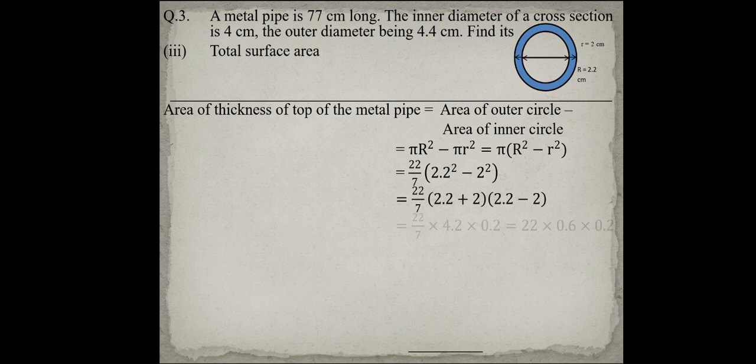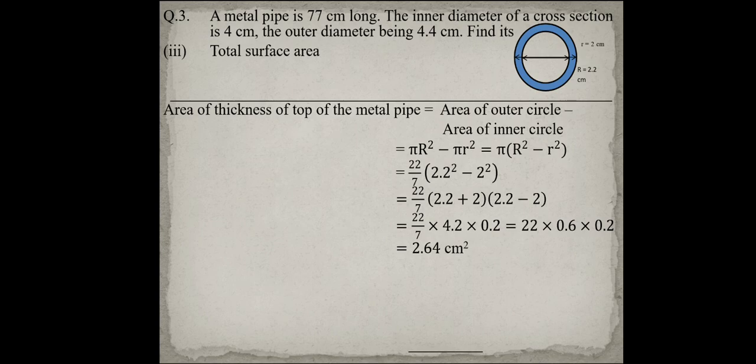So after this we have a square minus b square. We are applying here a plus b into a minus b. This is the short method. If there are bigger numbers, then you can find the difference of squares of two numbers by using this identity, a plus b into a minus b. So after that we find the area 2.64 centimeter square.